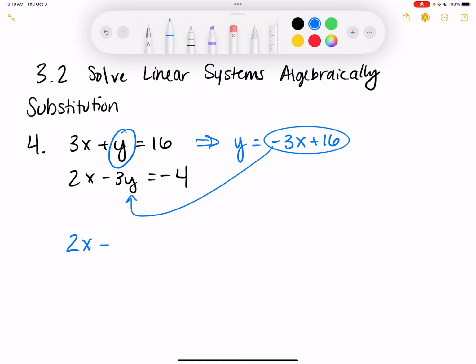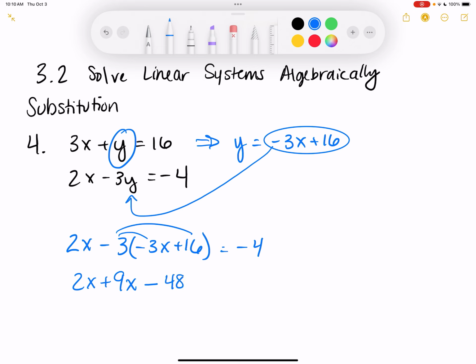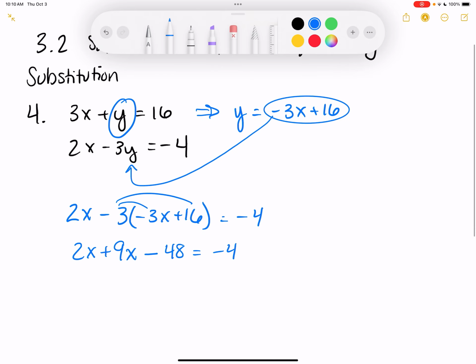But anyways, 2x minus 3 times negative 3x plus 16 equals negative 4. I distribute, so I have 2x plus 9x minus 48 equals negative 4. I need to get all the numbers on one side, x is on the other. So 11x equals 44. So x equals 4. Now I take this and I plug it in.